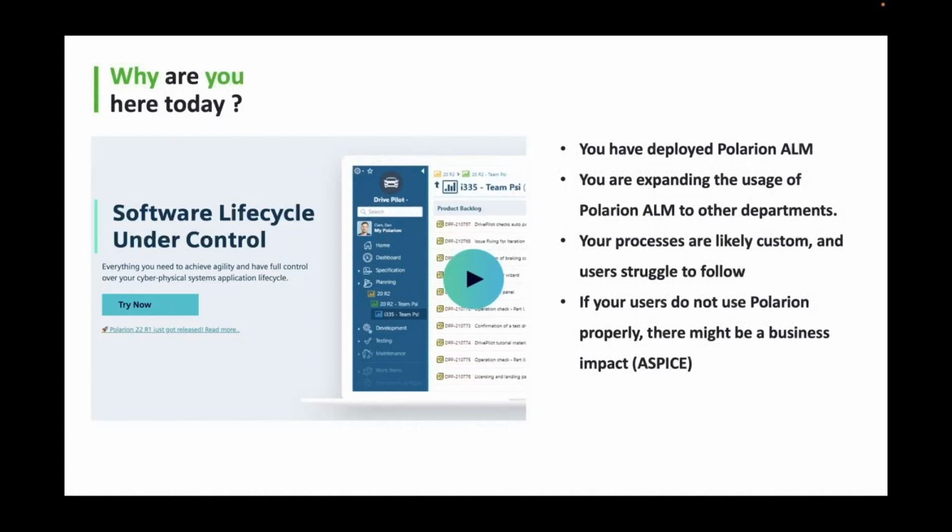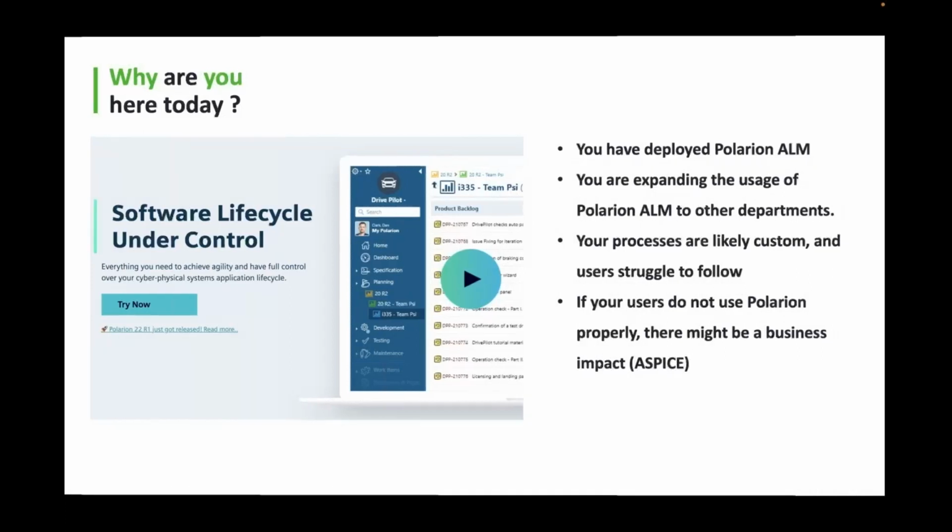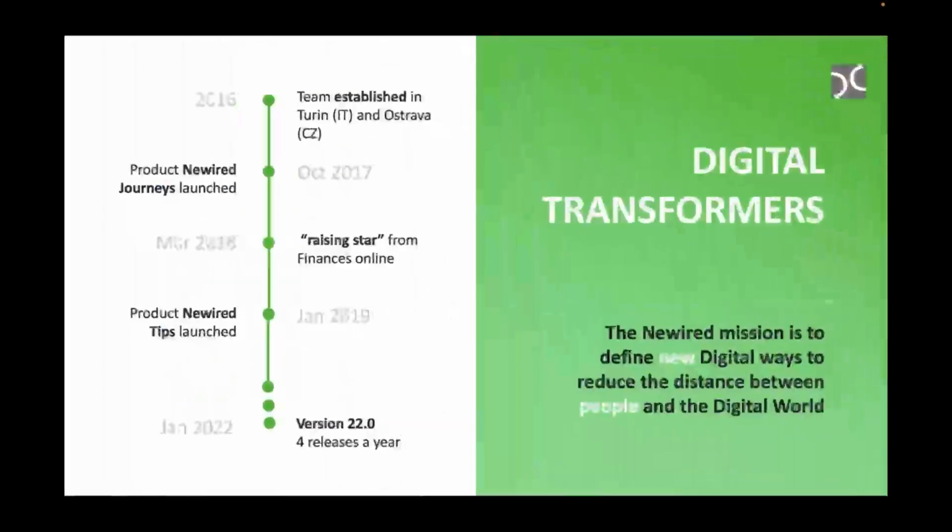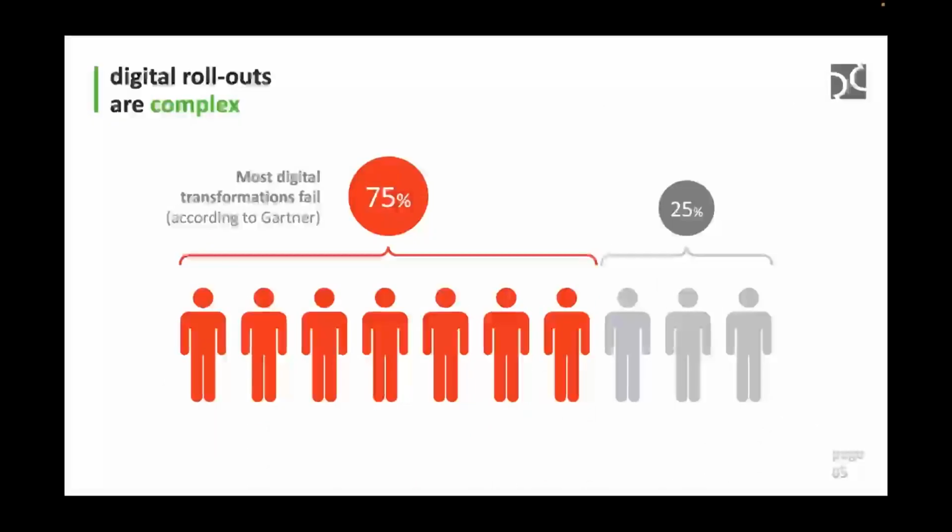This is what we believe you very likely struggle with, or have as an objective, as a goal. And if so, I think we really have something to present today. What we are presenting is a combination with Newired, a digital adoption solution, where the mission is to reduce the distance between users, between people, and digital technology like Polarion. And this is a complex task.